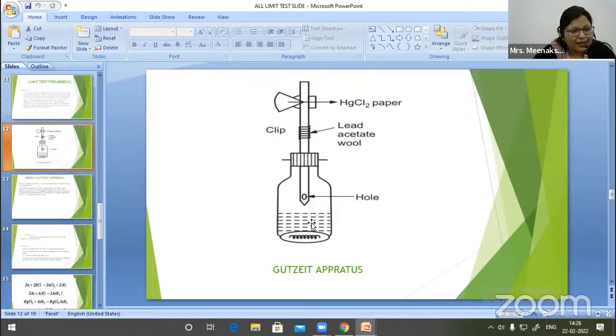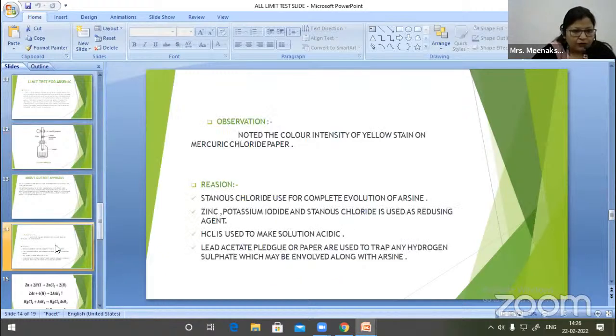So the standard and the test, that is the sample, are both compared for the amount of stain that is produced on the mercury chloride paper. Here what we note is the color intensity of the yellow stain on the mercury chloride paper. This color intensity is compared between the standard and the test.